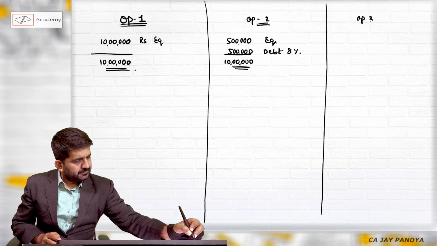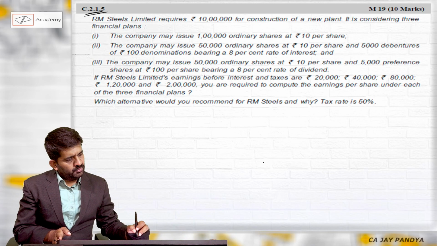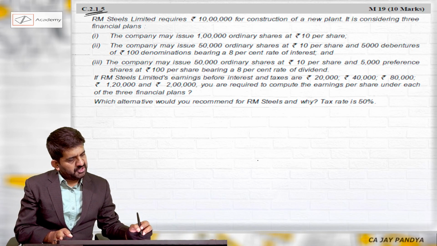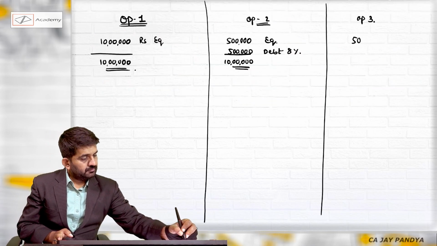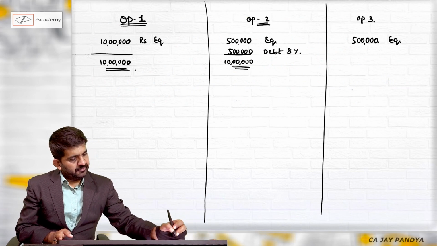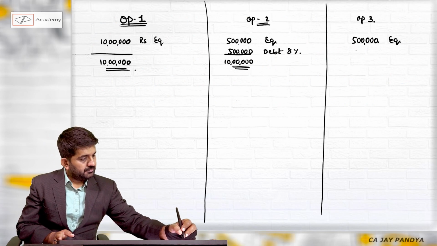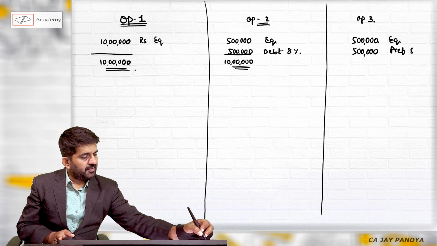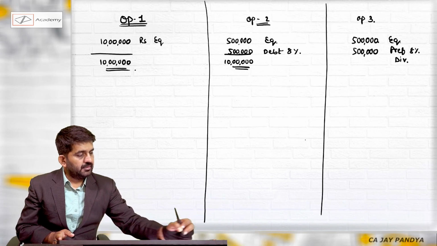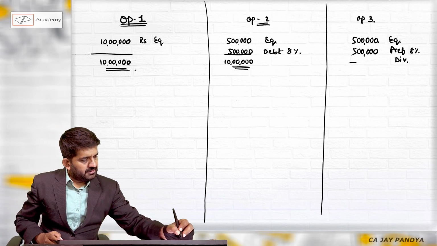Option number 3. The company may issue 50,000 ordinary shares of 10 each, 5 lakh rupees equity, and 5,000 preference shares of rupees 100 each, 5 lakh preference shares, with 8% dividend. So these are the three plans.